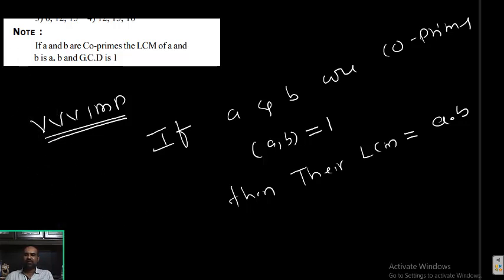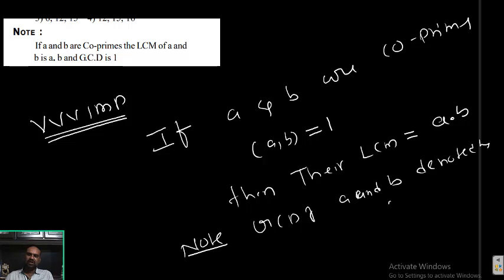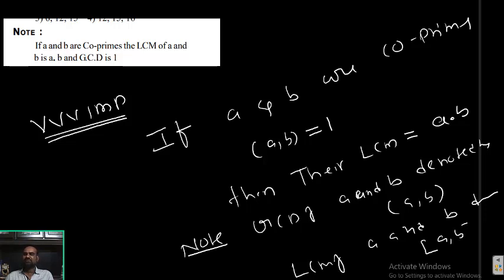Okay, one more important note. GCD of A and B is denoted by the ordered pair (A, B). But LCM of A and B is denoted by the box [A, B]. Okay, should be noted.